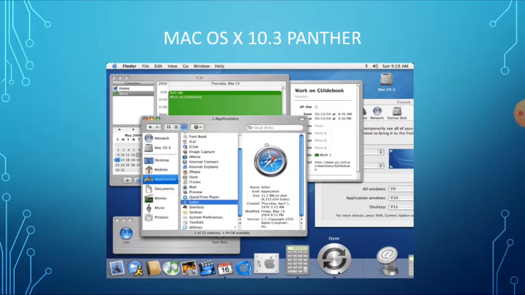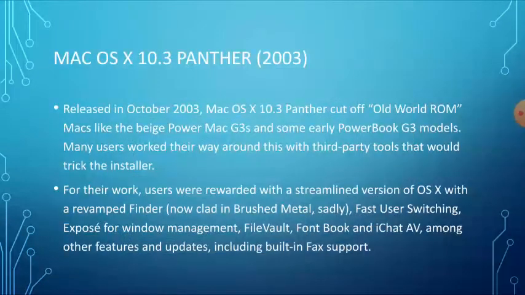Next is Mac OS X 10.3 Panther. Released in October 2003, Mac OS X 10.3 Panther cut off old world ROM Macs like the beige Power Mac G3s and some early PowerBook G3 models. Many users worked their way around this with third-party tools that would trick the installer.